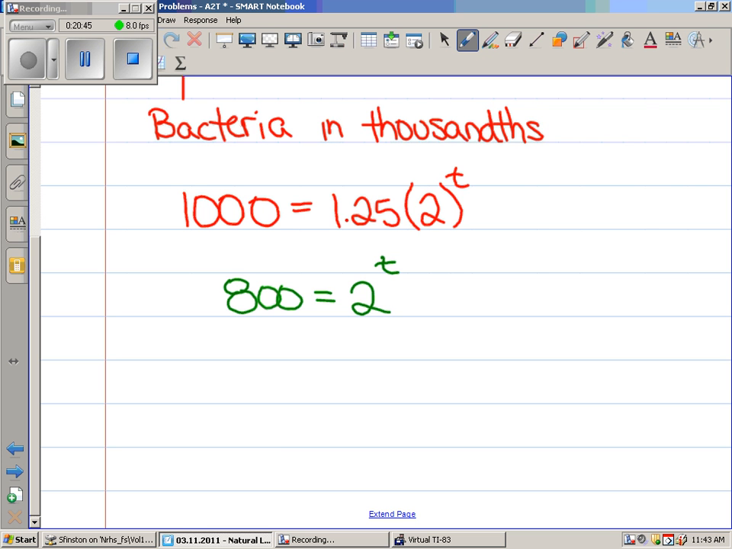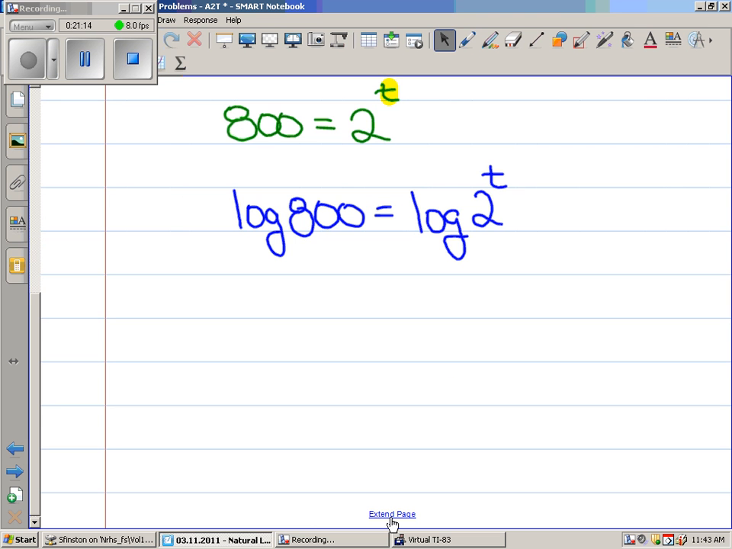Guess what we're going to do next? You can't divide by 2 because the t is stuck in that spot. Anytime you get a variable stuck up in the exponent, what are you going to use? Yeah, you're going to log them. Log it up. Once you start to use logarithms, all the rules and properties of logarithms start to apply. That's the best part about them. That's why we use them.